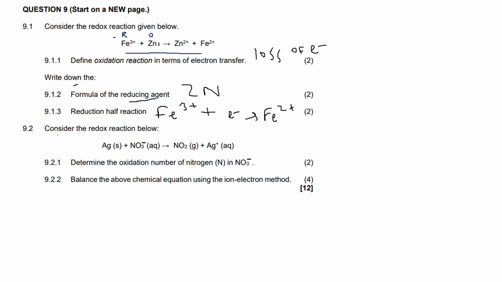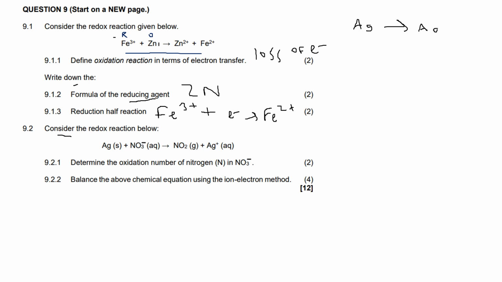9.2, consider the redox reaction below. We're given a redox reaction now. First thing first, again, we've got Ag and NO3. You need to figure out who's undergoing oxidation and who's undergoing reduction. To find that out, just put them down as they are. I've got Ag on my left with no charge, and on the right, it has Ag plus.